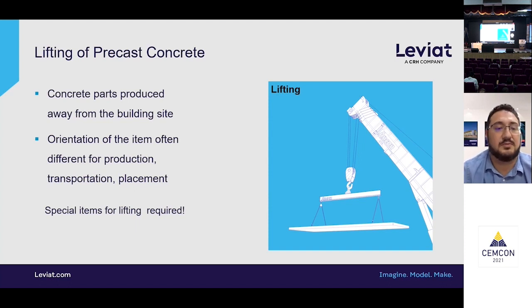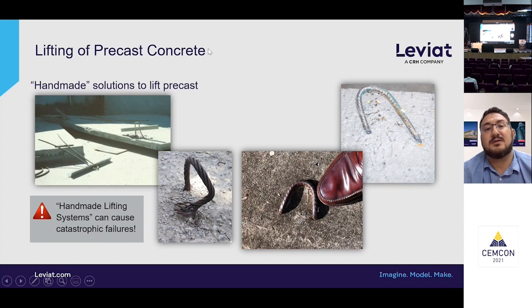To transport these concrete elements from the factory to the yard, we need special items to facilitate the connection and lifting of them. There are what we call handmade solutions to lift precast elements. These are typically manufactured from readily available material that's already used in construction, such as reinforcing bar or post-tensioning cables. With the handmade solutions, they're generally designed on the spot or based on past experience.